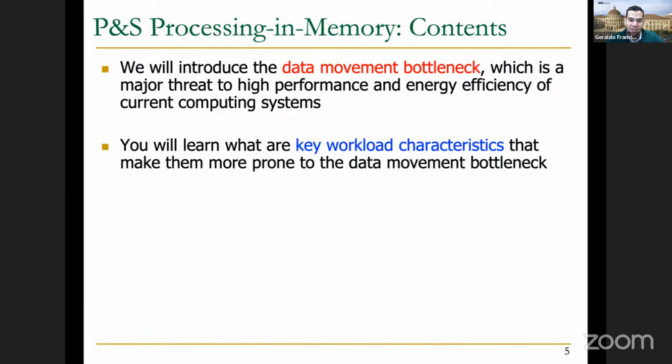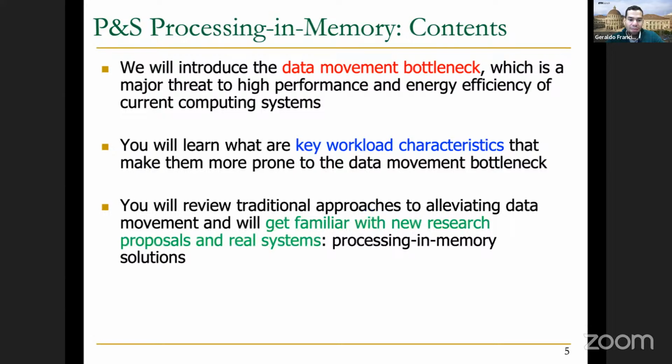So maybe your function does not make good use of your cache hierarchies, or maybe your function is consuming a lot of memory bandwidth that your system cannot provide. So there are many cases that function might be leading to, and all of those cases result in the observed data movement bottleneck.